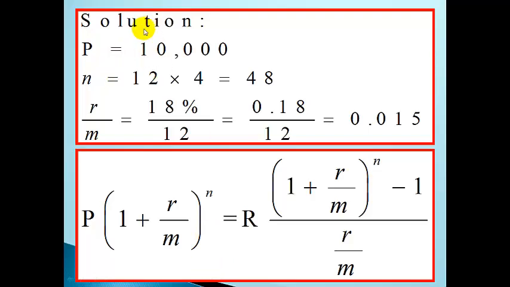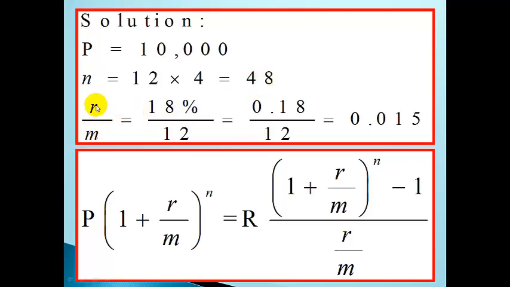Now, solution. The principal, that's the amount you borrowed from the bank, is $10,000. N is the total number of months. Because we have 12 months in a year, and the period of payment is 4 years, the total number of months is 12 times 4, and that is 48.